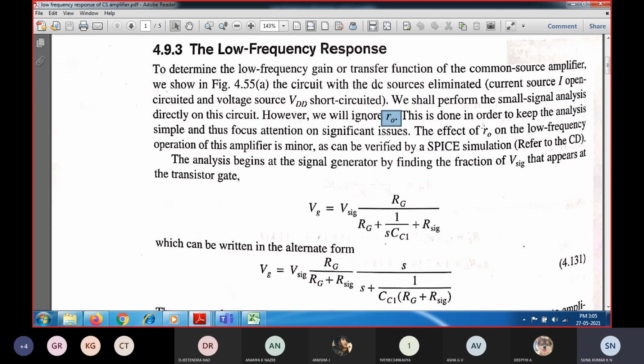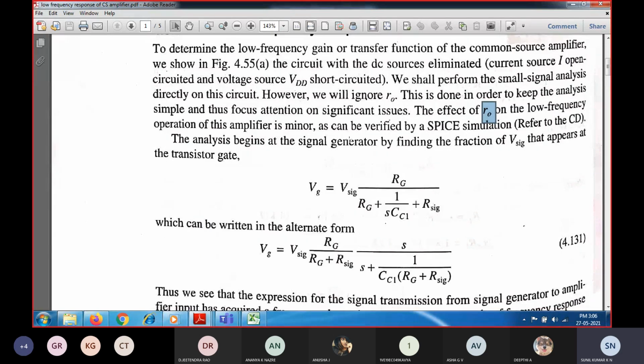So considering the fact that we are performing operation at low frequency range, we are neglecting r0 to minimize the effect on the analysis of the amplifier. So this is about the low frequency response, which we are taking as an assumption. Okay, and then the analysis begins by first considering the signal generator, by finding the V signal. So we need to find out this V signal.